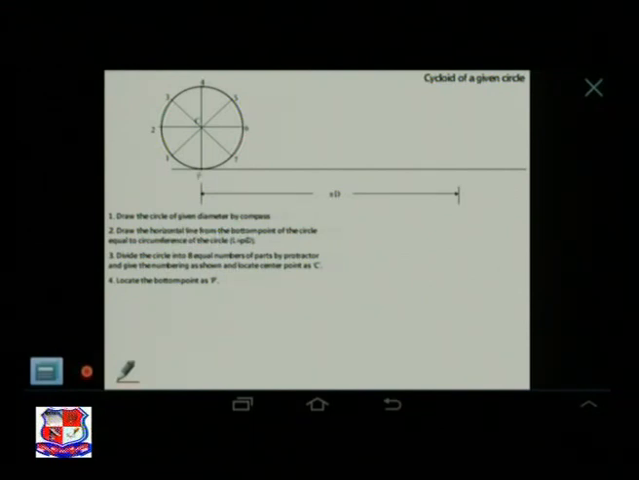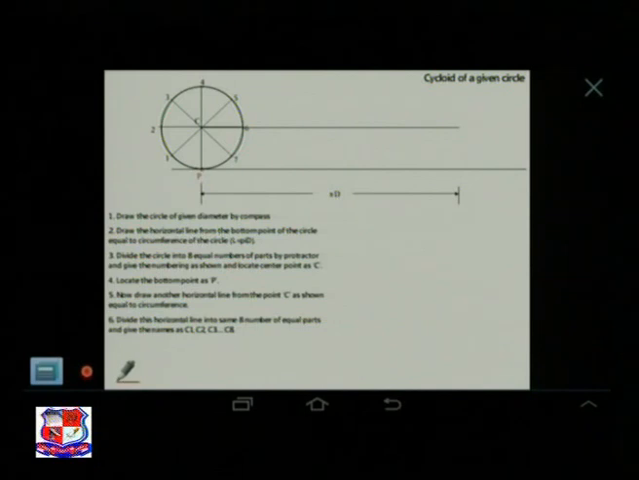Next we have to draw another horizontal line from the center point of the circle, and once again that should be equal to the circumference of the circle. So I have drawn a line from the center point of the circle, which is parallel to the line drawn from the bottom point of the circle.